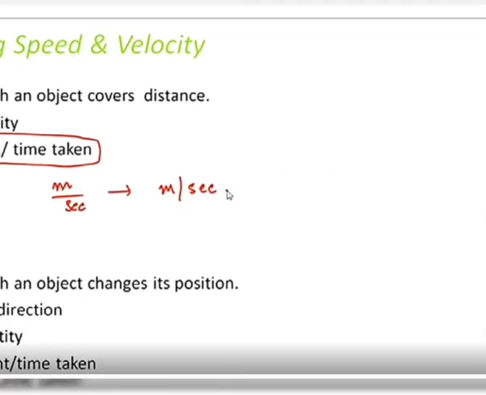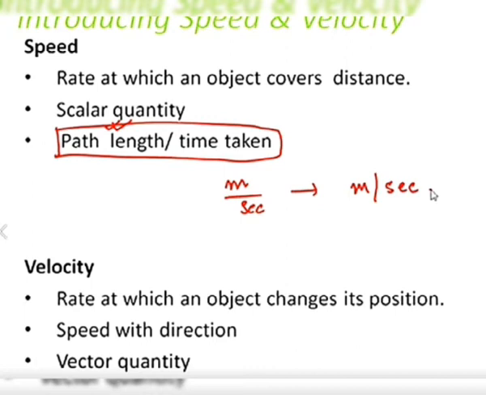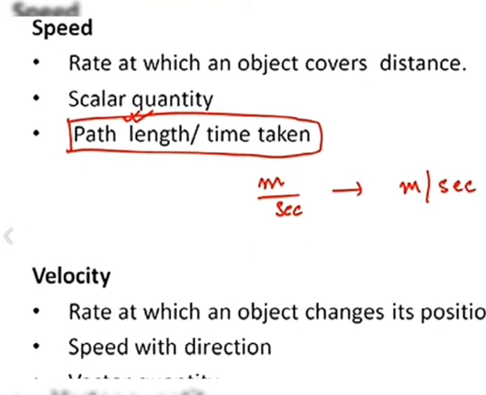Now let's move to velocity. What is velocity? It's again the rate at which an object changes its position, same as speed. Velocity is a vector quantity. It's nothing but speed with direction. Since it's a vector quantity, it depends on the vector quantity displacement. So velocity is equal to displacement divided by time taken. You can also say velocity is speed with direction, because it's similar to speed, but there is a direction involved in velocity.